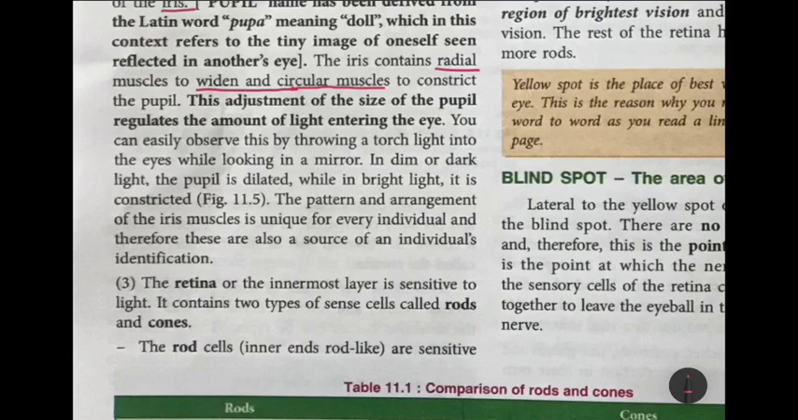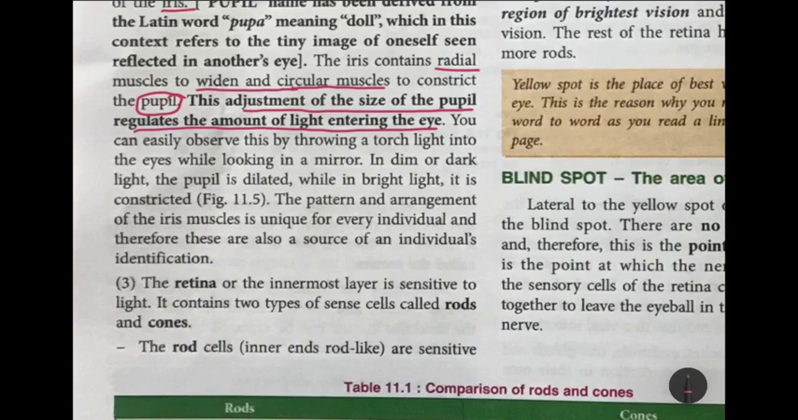So there are two muscles in the iris: radial muscles, which widen it, and circular muscles, which constrict it. Constrict means to make it smaller. When we're talking about the pupil, we're talking about the tiny hole through which light enters. This adjustment of the size of the pupil regulates the amount of light entering the eye.